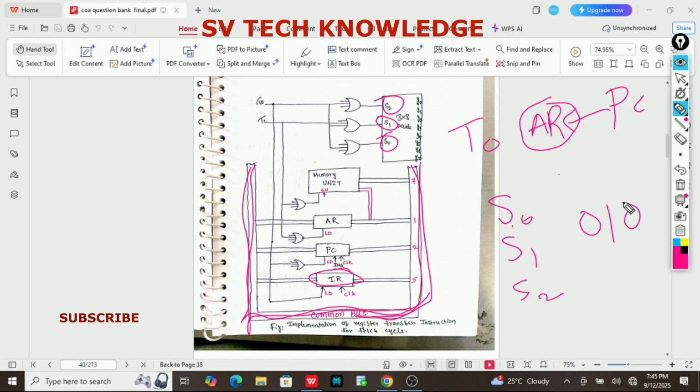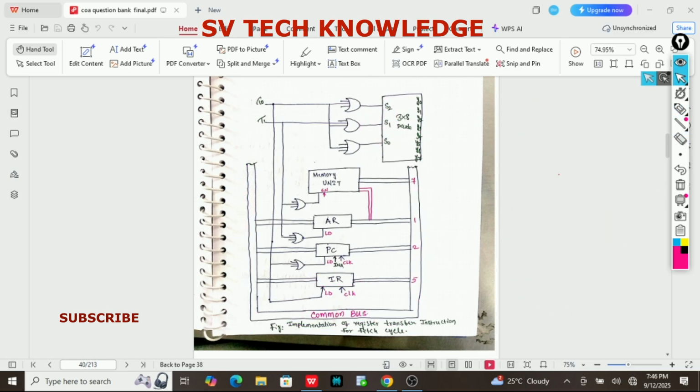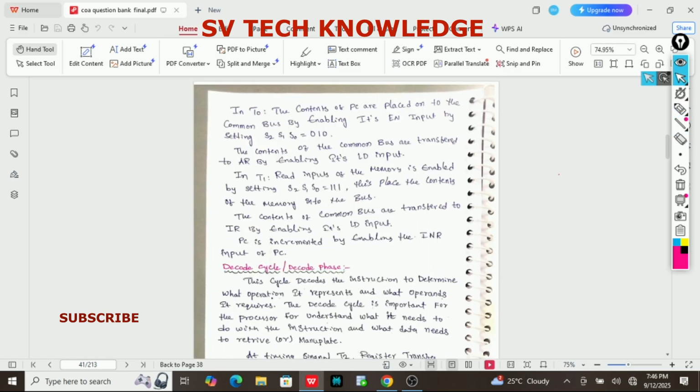What is meant by this 0, 1, 0? If S0 is 0, S1 is 1, and S2 is 0, it means the bus is enabled and ready to transfer the data from one place to another place. Now the content of the common bus is transferred to AR by enabling its LD input.